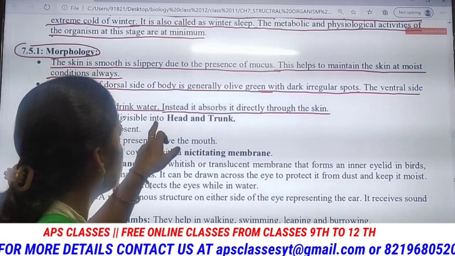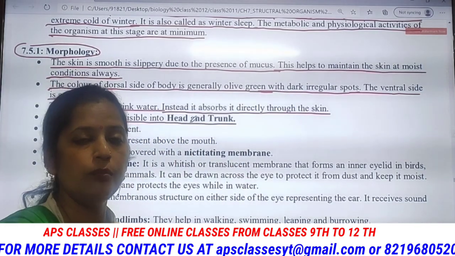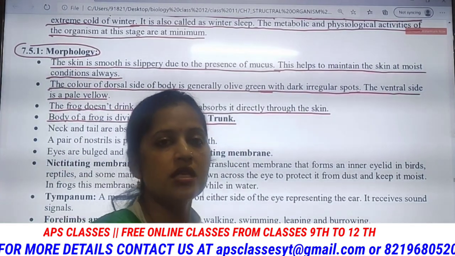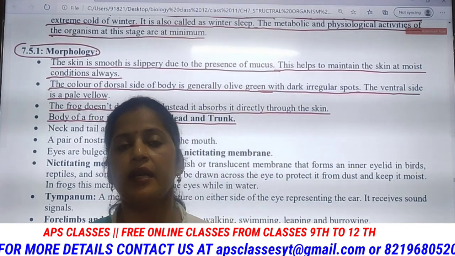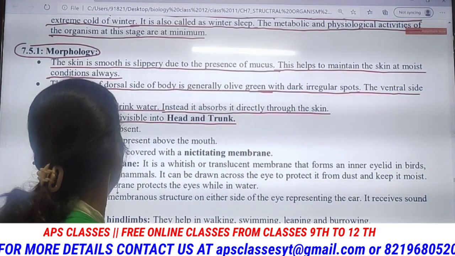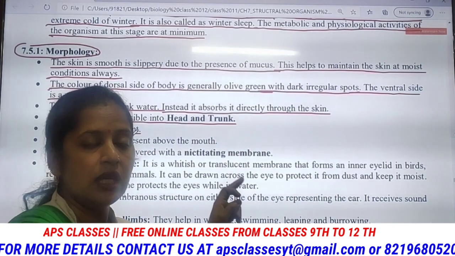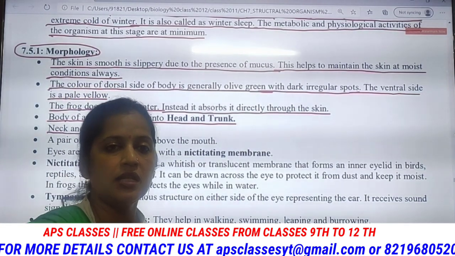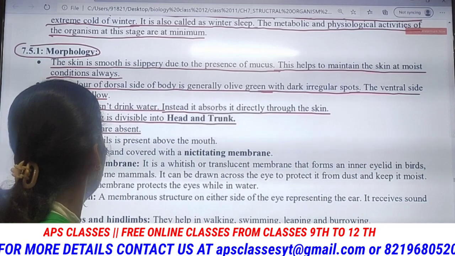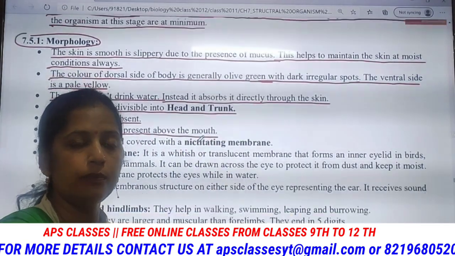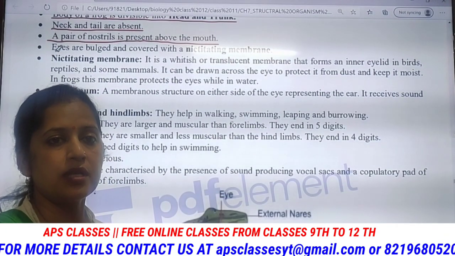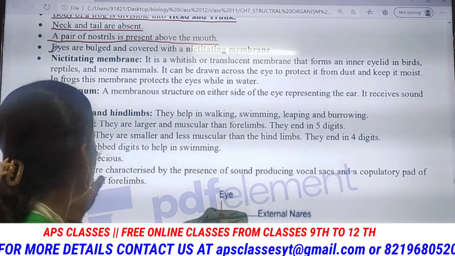Body of the frog is divisible into head and trunk. Mainly the body of the frog is divided into two parts, and those two parts are the head and the trunk. Neck and tail are absent. In case of the frogs, neck and tail are totally absent. A pair of nostrils is present above the mouth. जो mouth के ऊपर pair of nostrils होंगे that are present in case of the frog.